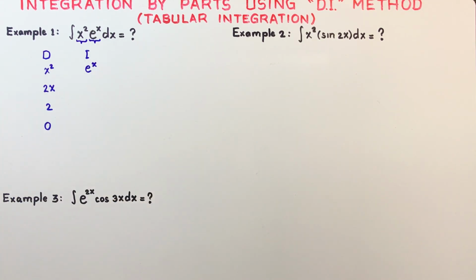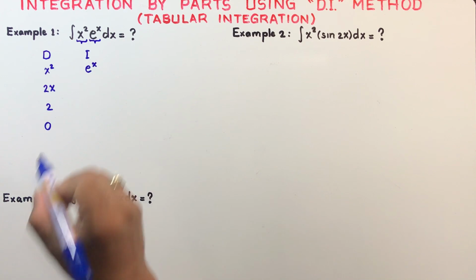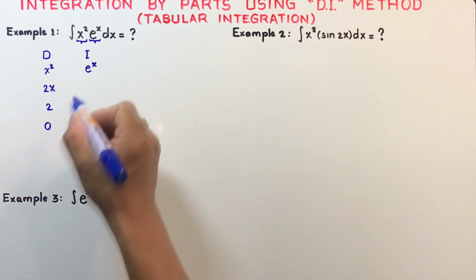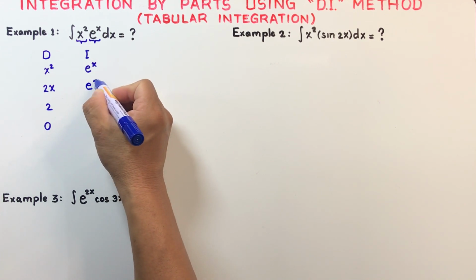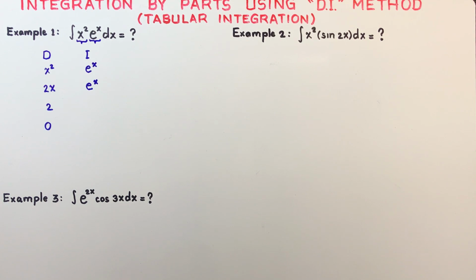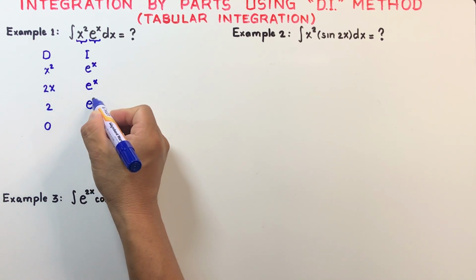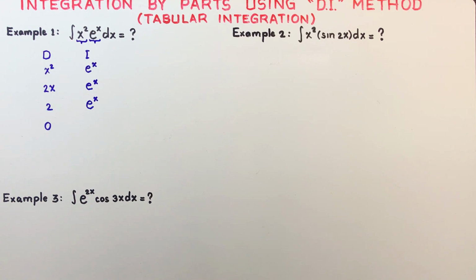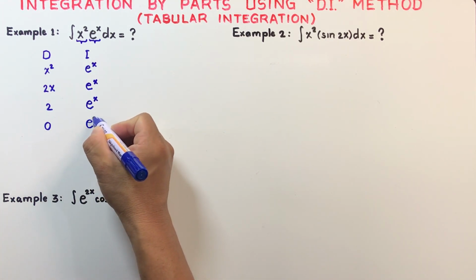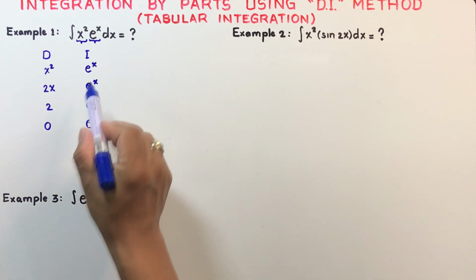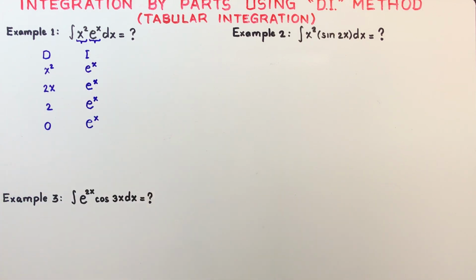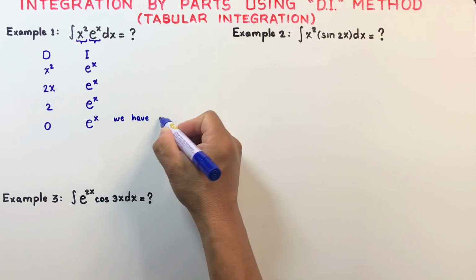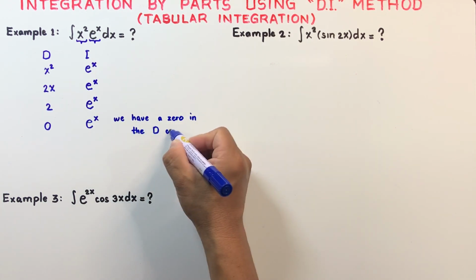And in the I column, we don't differentiate there, but we integrate e to the x. So what is the integral of e to the x? The integral is e to the x. And then we apply for the second time the integral of e to the x, and it is still e to the x. And again, the integral is still e to the x here. So we are applying integration repeatedly for this e to the x. And we stop at this point because we obtain a 0 in the D column.